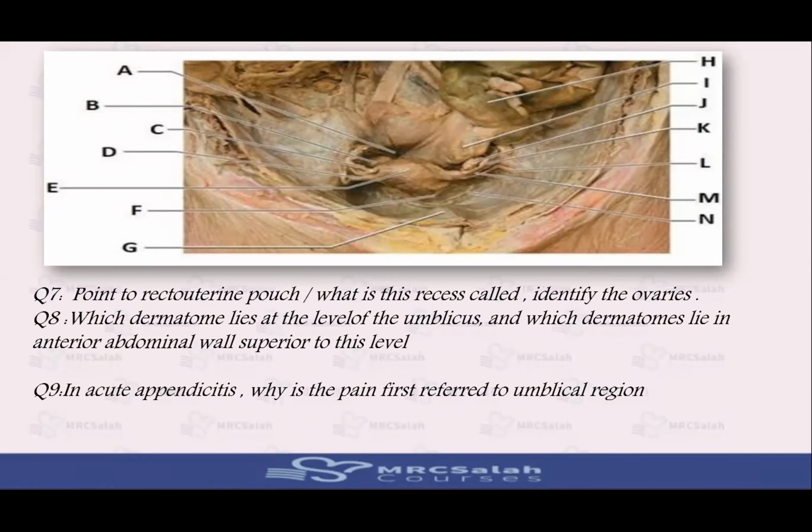Next question. Why may extension of the right hip exacerbate the pain of acute appendicitis? Because the appendix lies adjacent to the psoas major muscle. So when the hip is extended, it irritates the parietal peritoneum.